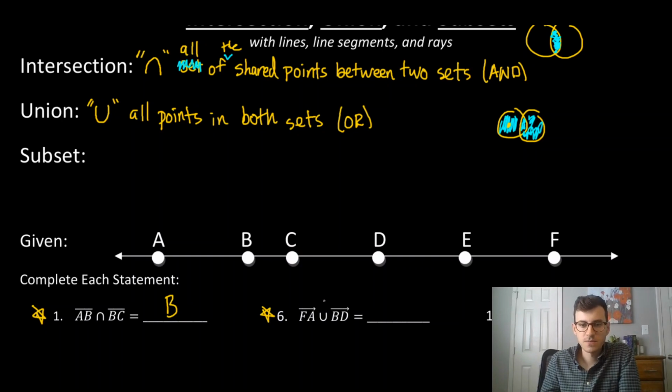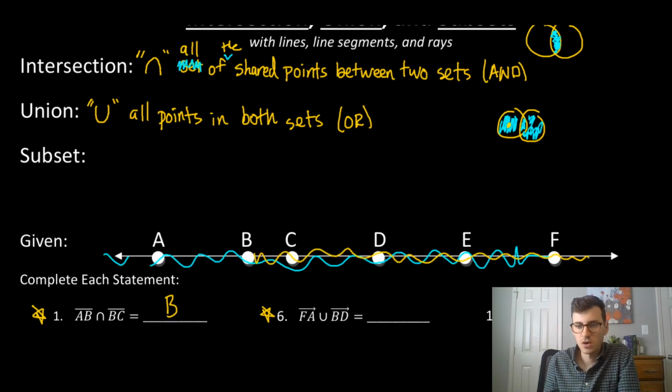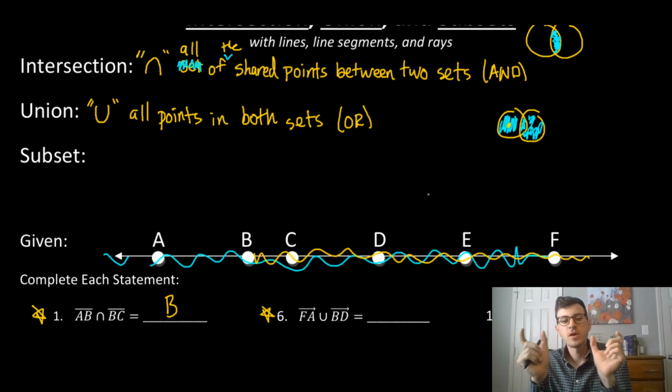Okay, let's look at an example. Ray FA union ray BD. So ray FA is right here, going off into infinity. Ray BD is right here, going off into infinity. And it's the union, right? So it's all of the points that both of those rays have. Since they overlap and they're heading in opposite directions, well, we've got all the points going that way and all the points going this way.